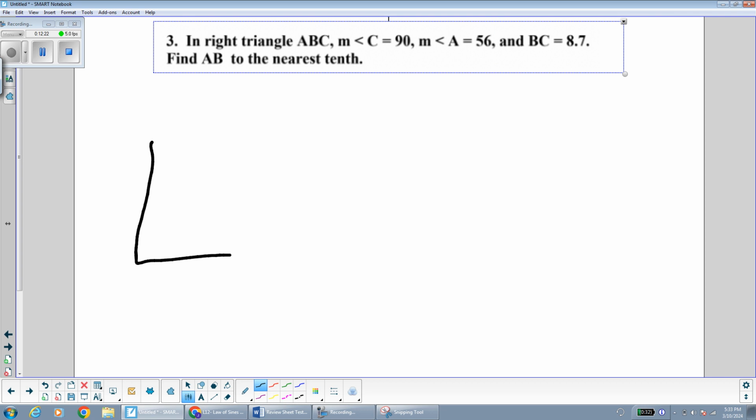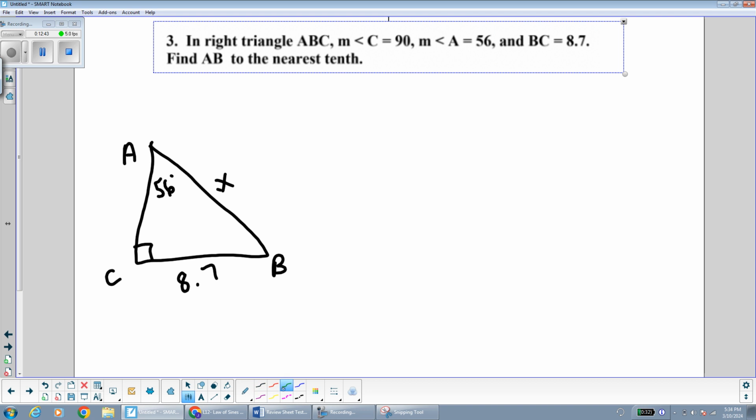This time we have right triangle ABC, and it tells us that angle C is a right angle. So we do have a right triangle here. Angle A is 56 degrees, and BC is 8.7. We need to find AB to the nearest tenth.